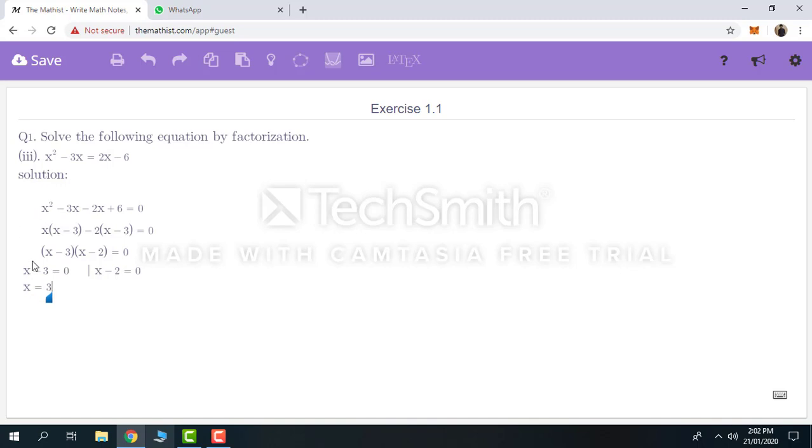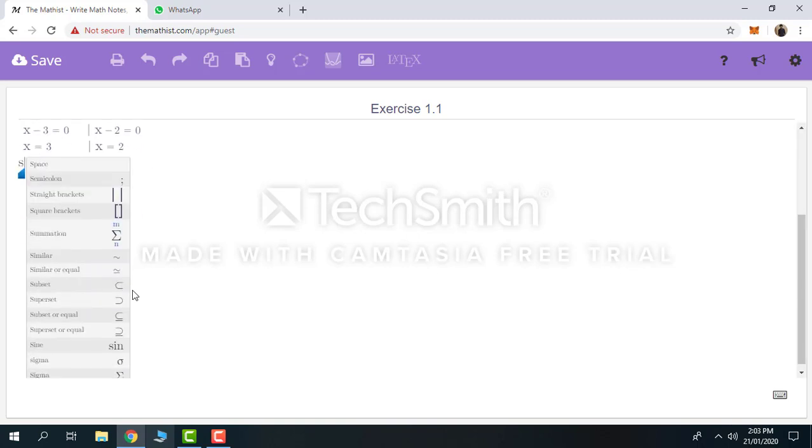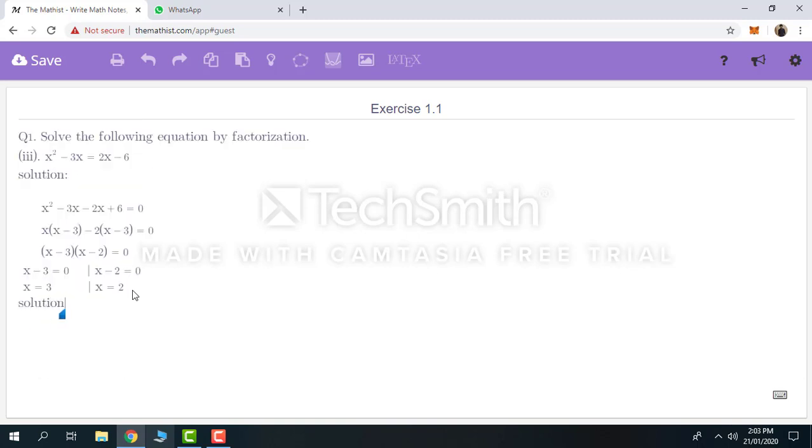If we are shifting minus 3 to right hand side, so sign will be positive. And we also need to shift x minus 2 from left hand side to right hand side. We have shifted minus 2, so here sign of 2 will be positive. So our solution set consists of 3 and 2.